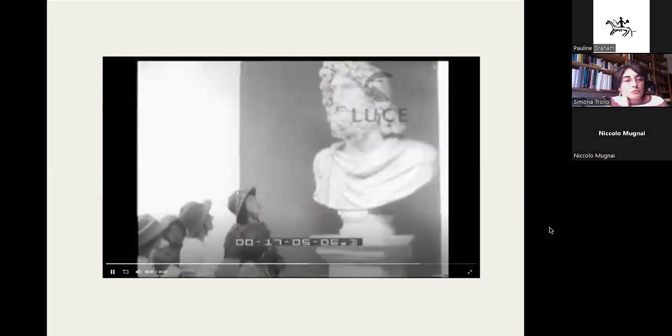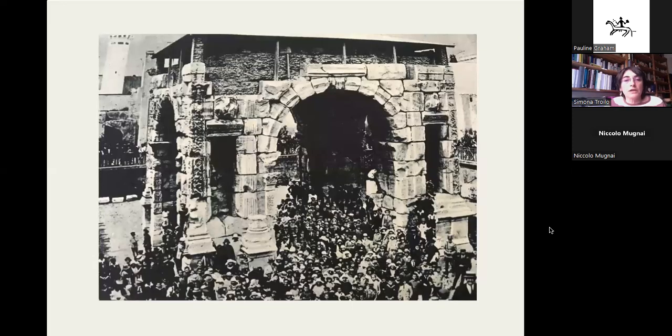Again, their consumption of the ruins was immortalized and popularized, especially when it took place during special events organized by the regime. For instance, as you can see in this image, the gathering of Tripoli students under the arch of Marcus Aurelius for an immersion into Romanness, or the impressive excursion of workers that was organized by Dopolavoro in Sabrata to celebrate the annual anniversary of the birth of Rome in the year of the stipulation of the Lateran Pact in 1929.